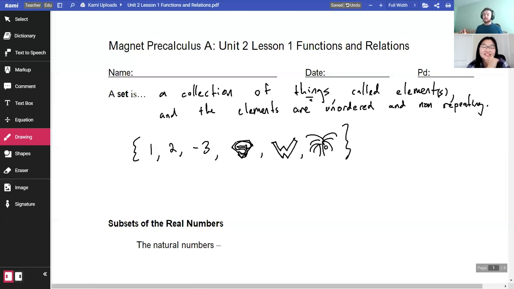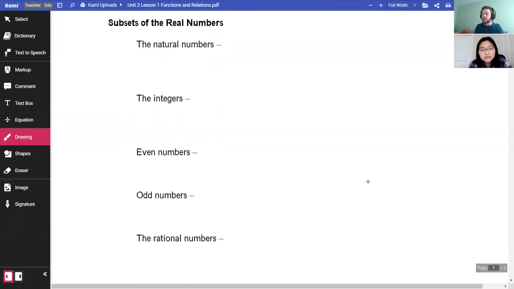So this is a set. It's a collection of things. It's a very abstract idea. And if you pursue math as maybe a major in college, you'll look at these more abstract sets. But in this class and in calculus, because we are very focused on the real numbers, we're going to look at the real numbers and the subsets of the real numbers. So from here on out, for the most part, we're going to be looking at sets with only numbers as their elements.